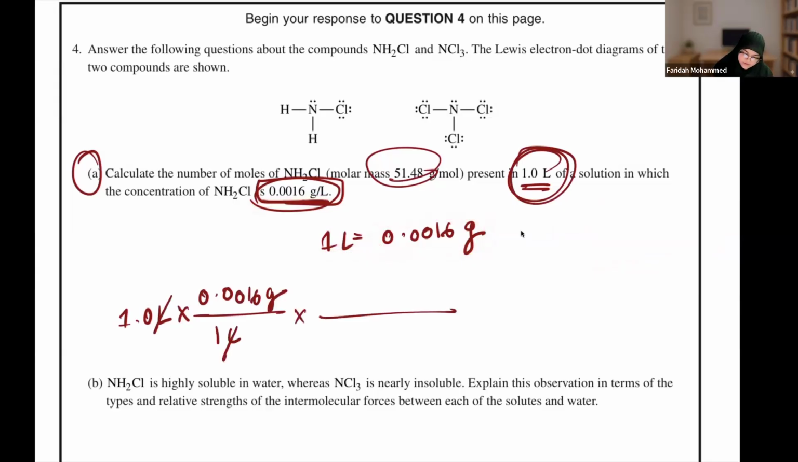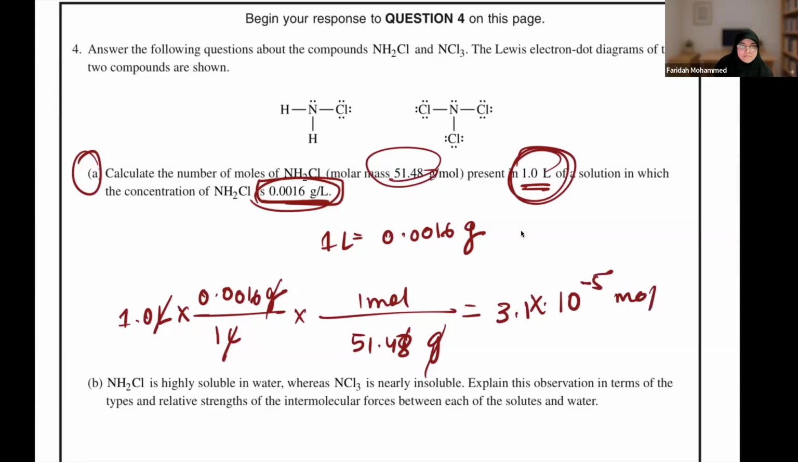And then to get the moles, you put the molar mass on the bottom, 1 mole on the top, right? Gram cancels, and that gives you 3.1366 times 10 negative 5 mole. Don't have to think twice, just put that. Any question? 1 point.